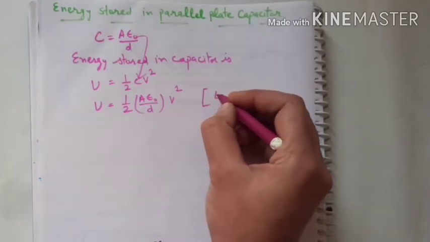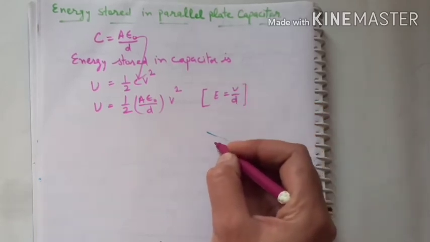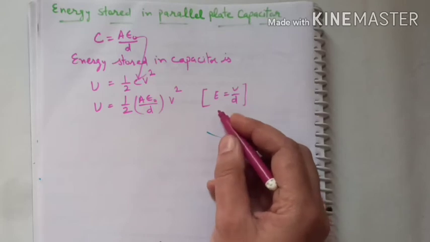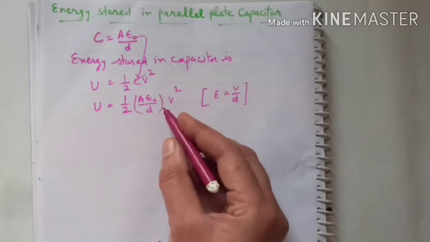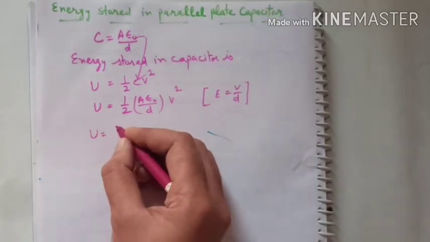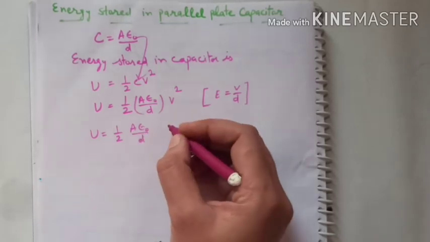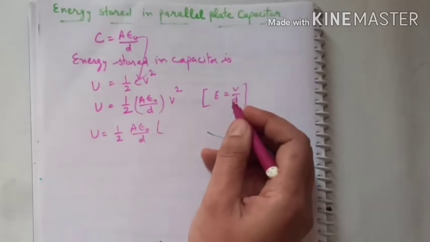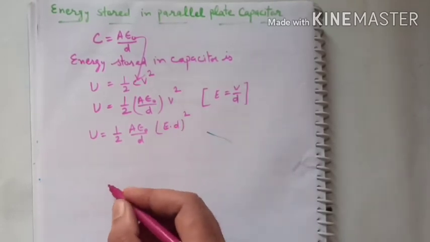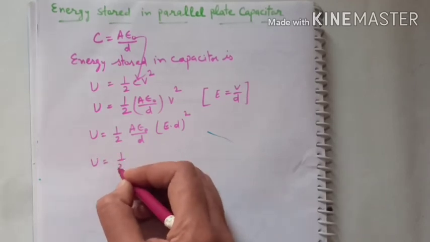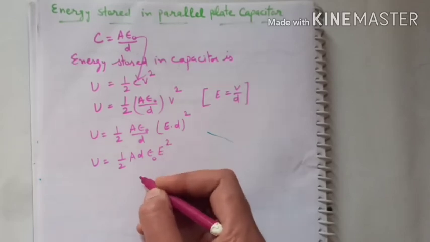Also we know that this is the relationship between electric field and potential difference. So electric field is potential difference per unit distance. So put this value here. So U is equal to 1 by 2 A epsilon naught by D. The value of V is E D. So here is E dot D the scale. So U is equal to 1 by 2 A D epsilon naught E square after cancelling.